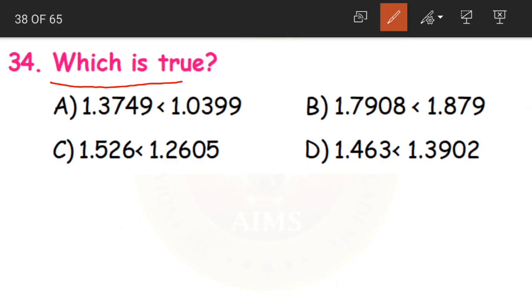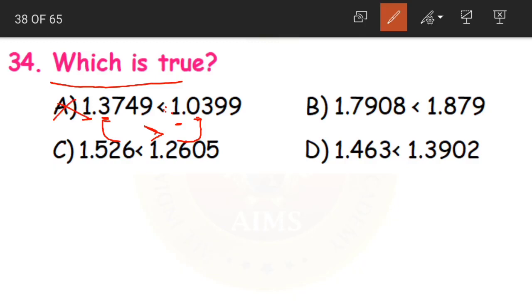Now if you look at the first one, we have 1.3749 is less than 1.0399. Yes children, how do we compare the decimals? Here the whole number part is same. So we go for comparing the next digits, that are the digits in 1/10th place. Here 3 is greater than 0. So the first number becomes greater than the second number. But here they have given less than. So A becomes wrong answer.